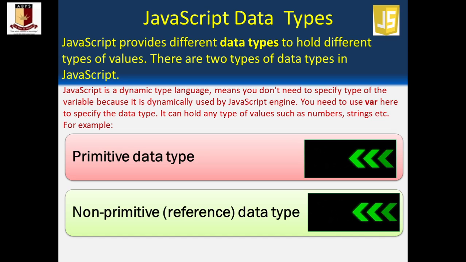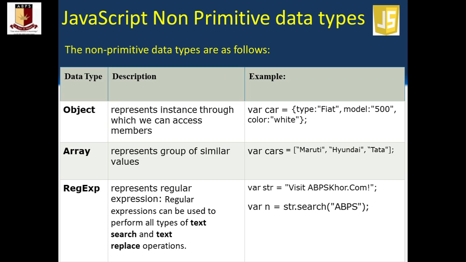Let's see. There are three different types of non-primitive data type. The first one is the object. And what is an object? It represents an instance through which we can access the members. Here in the example, I declare a variable car, and the different members are: type is Fiat, model is 500, color is white. These are the different members of this car variable that we can access.